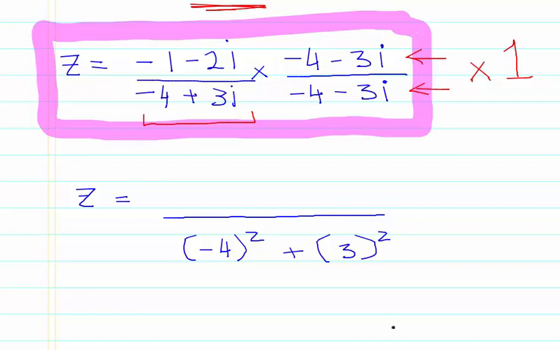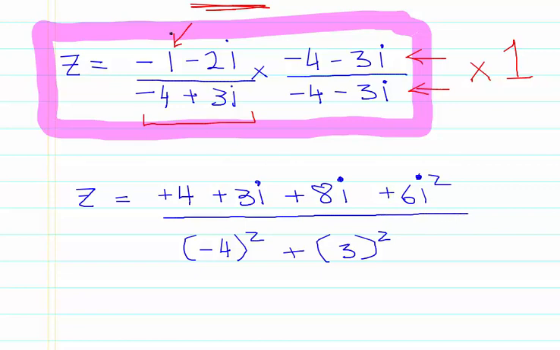Okay, so multiplying out the numerator, we'll start by concentrating on minus 1 and multiplying through the other expression. So minus 1 times minus 4 gives us plus 4. Minus 1 times minus 3i gives us plus 3i. Then we look at minus 2i. Minus 2i times minus 4 gives us plus 8i. And finally, minus 2i times minus 3i gives us plus 6i squared. I'm getting a bit carried away.